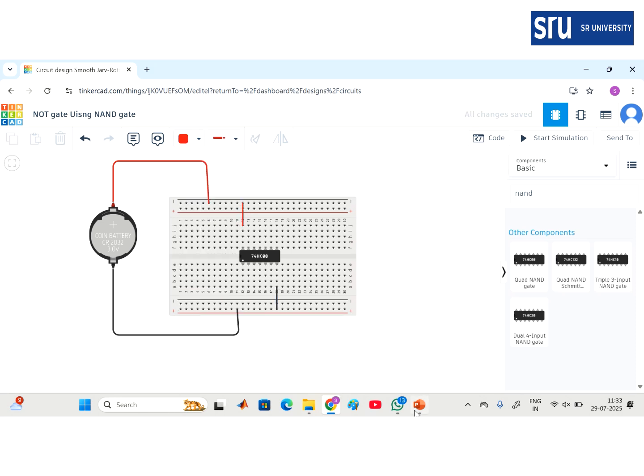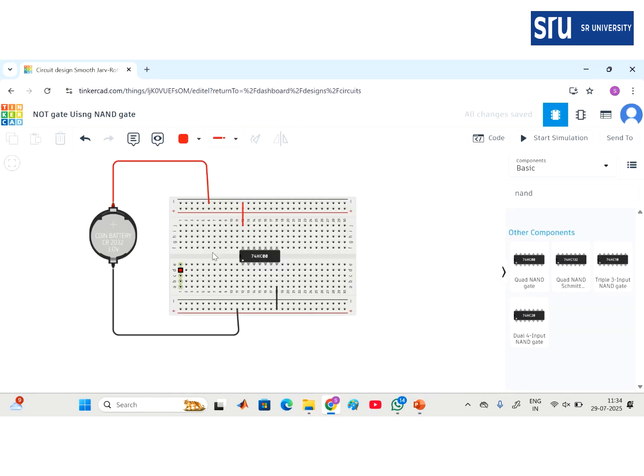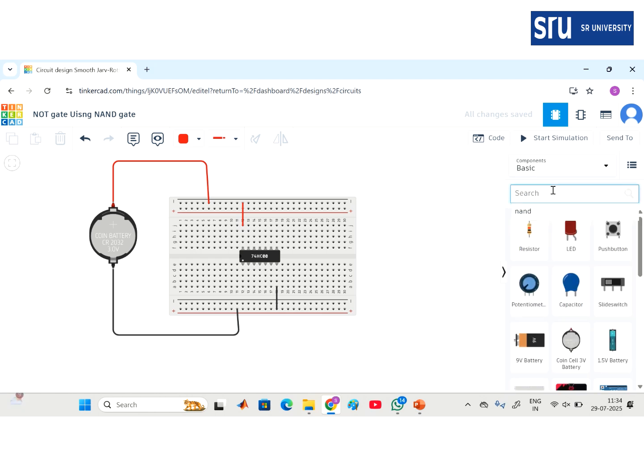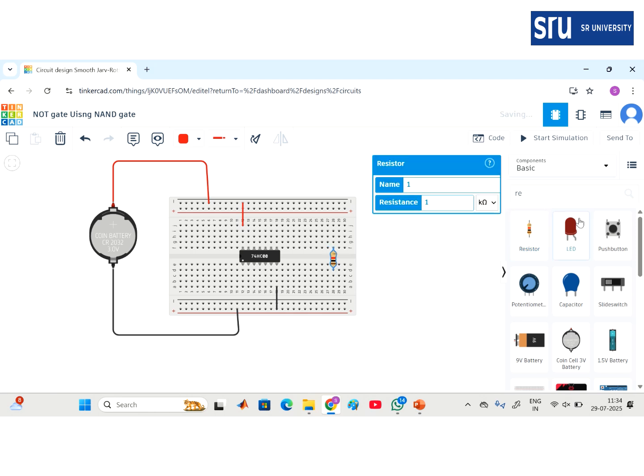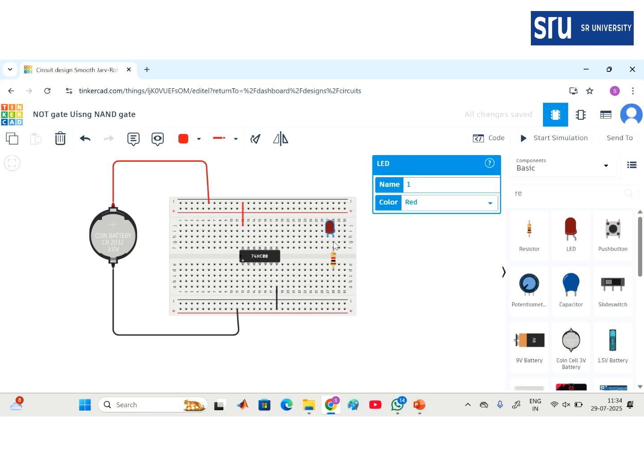Now in the previous case, I shorted the two inputs with a single wire, right? In the same way, here I am taking two inputs. To check the output, I require one resistor, so I am taking a resistor here and one LED. The LED's positive anode has to be connected to the resistor, and the negative terminal, the cathode, has to be connected to ground. So I have connected it, right? Now the second terminal of the resistor has to be connected to the output, right?